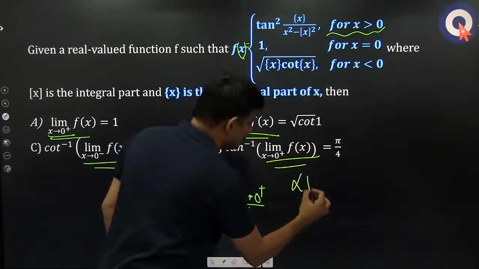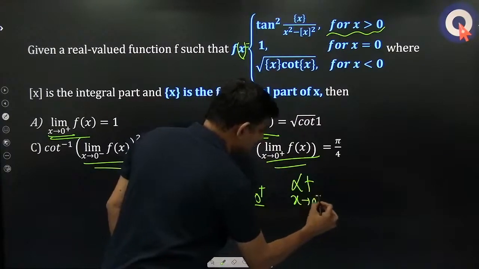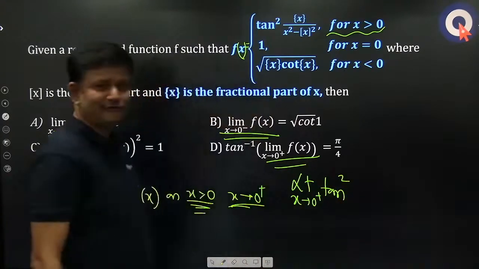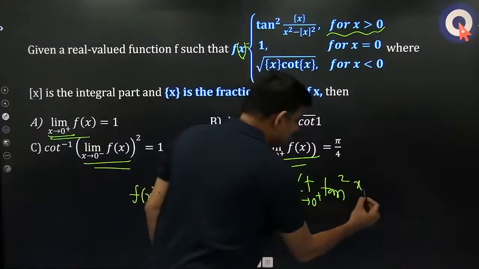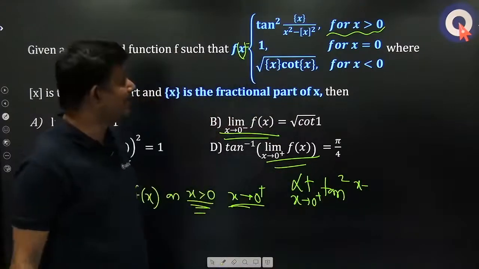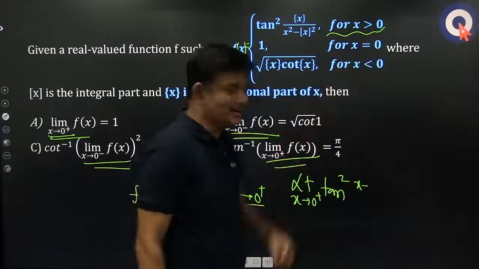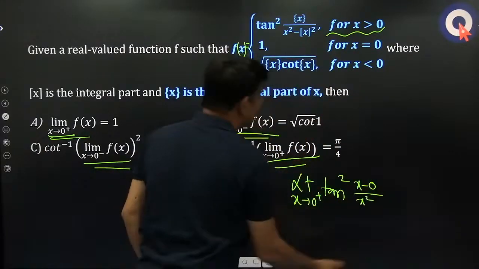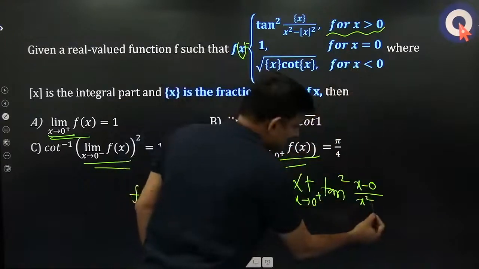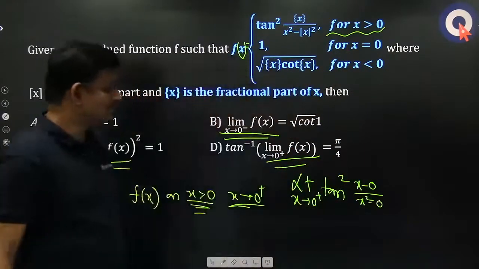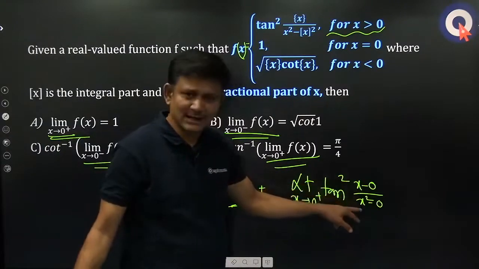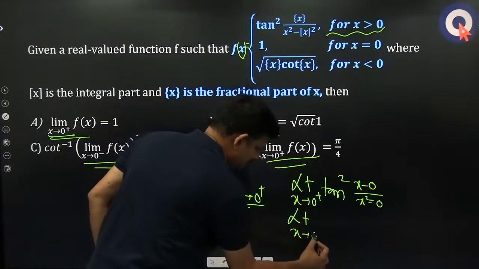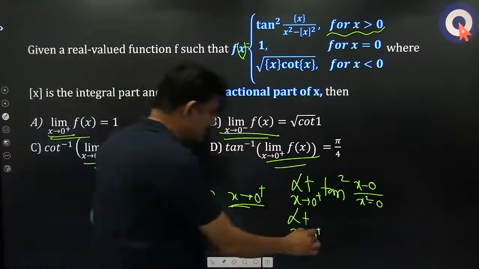So what is the limit which you are talking about? Limit extending to 0 plus tan square of fractional part, which is x minus integral part of x. Integral part of x कितना है? x is slightly greater than 0, तो वो 0 है. Divided by x square minus integral part of x, ये भी 0 है. So it is simply tan square x by x. So this is limit extending to 0 plus tan square of 1 by x.